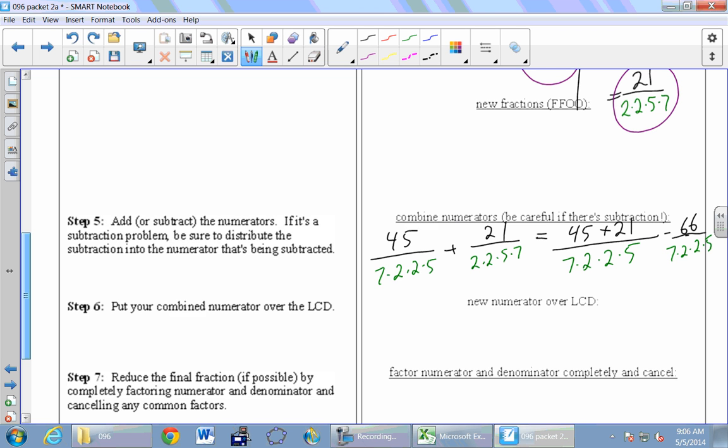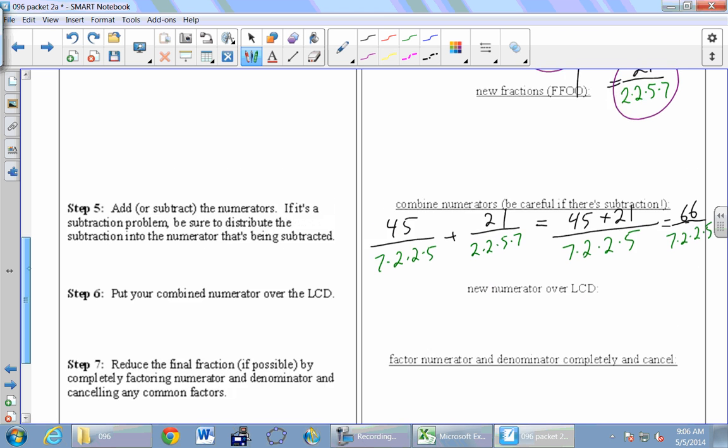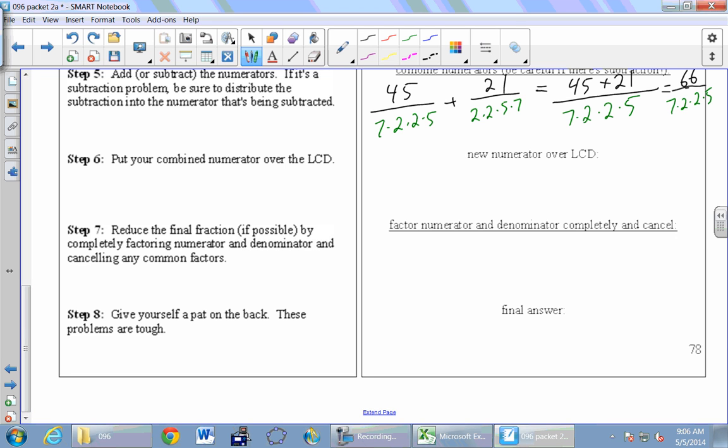And a lot of times that's the end of the problem. In this case, you see that we can reduce. 66 definitely has a 2 in it. Maybe some other stuff too, but it definitely cancels with something in the bottom. So we've got our not quite final answer here. 66 over 7 times 2 times 2 times 5. And then if we want to reduce, gotta factor everything. Good news is the bottom is already factored, but the top has to get broken down.